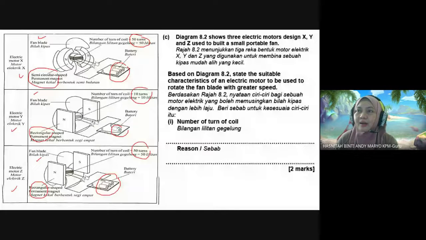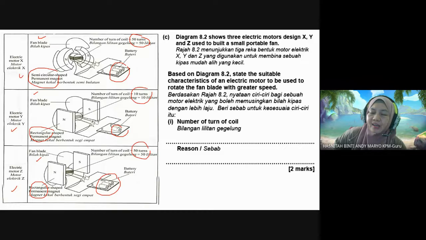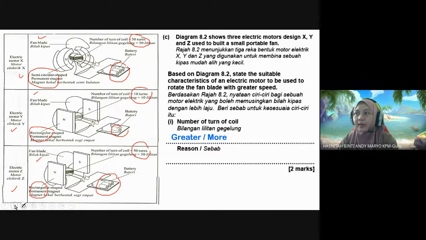So which motor do you think is the most preferable one? The first one, check on the number of turns of coil. Should it be more or less, students? Can I write 50 turns? Boleh tak cikgu tulis nombor di sana 50? Jangan tulis nombor ya, you write less or more. Remember, you write more or less. More. Okay, greater, more. Why? Because it increases the force, increases the strength of the magnetic field. That is the reason.